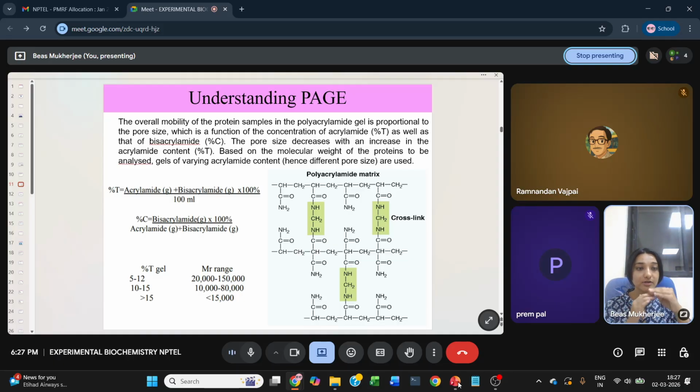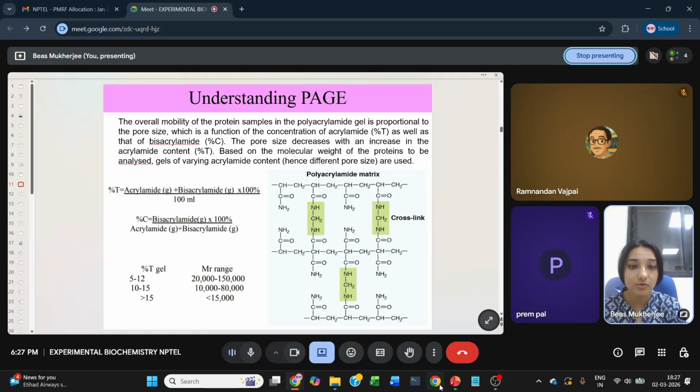So the smaller molecular weight proteins will get resolved better. Based on the molecular weight of the proteins to be analyzed, gels of varying acrylamide content, hence different pore size, are used. Here it is given for what percentage of gel, what molecular weight range of protein is ideal to see. For 5 to 12%, if the molecular weight is 20 kDa to 150 kDa, it is ideal. For 10 to 15% gel, molecular weight of proteins 10 kDa to 80 kDa is ideal. For more than 15%, it is for proteins with molecular weight less than 15 kDa.